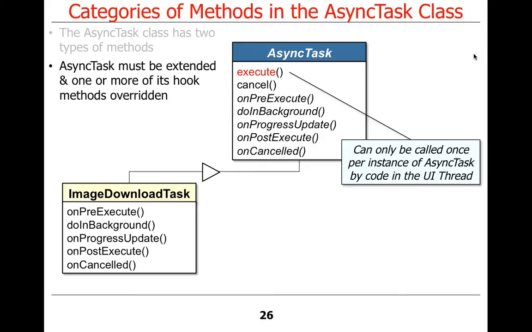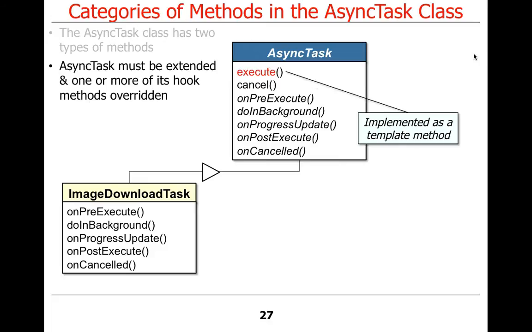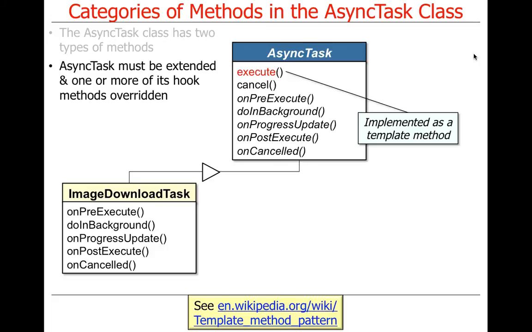So execute is the main entry point method into an async task, and you can only call it once per async task. And strictly speaking, although you might be able to bend the rules if you're careful, the user interface thread should be the only one to call the execute method. Although I don't think it'll actually blow up if you don't do that, but it's supposed to be called by the user interface thread. And you'll see why in a minute. Well, here you go. This is a template method. So the whole thing is a template method pattern. Gave it away. So execute sets things in motion, and then a bunch of these other methods are called at well-defined places in the processing sequence.